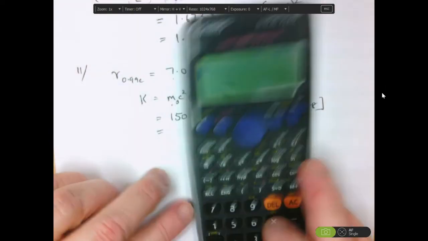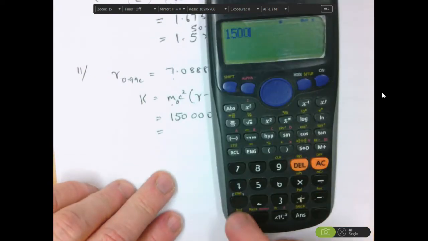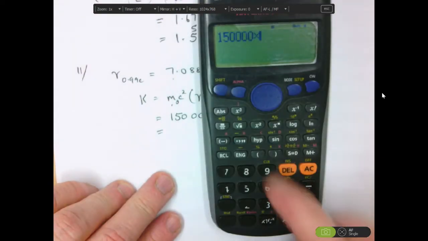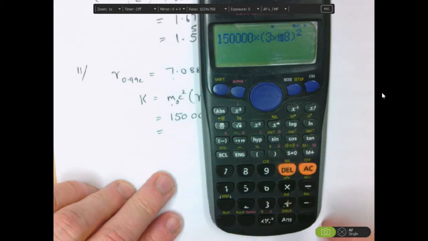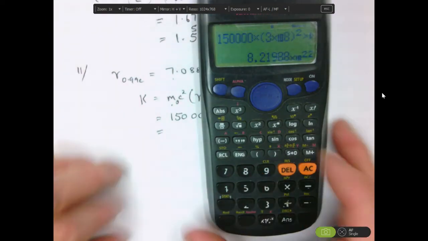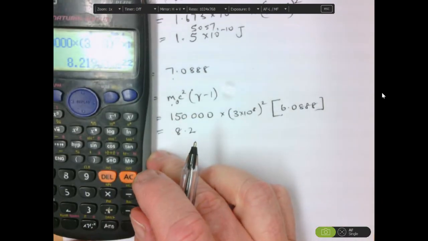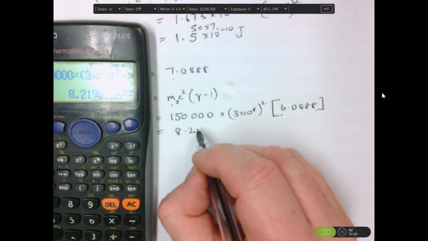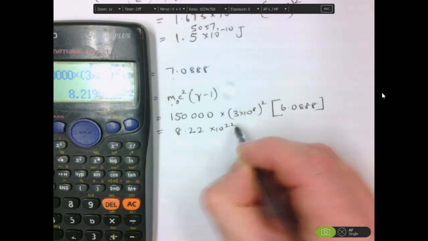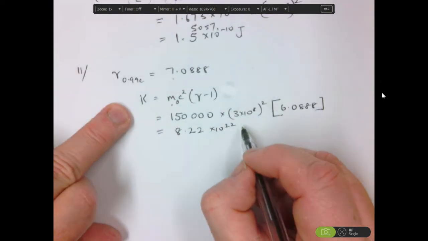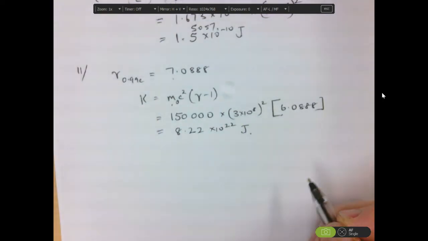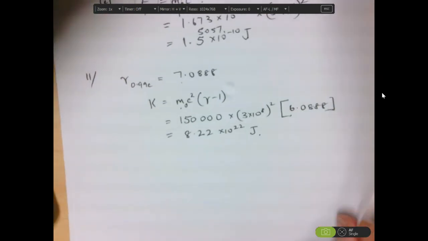Doing this multiplication out, 150, 122, times 3 exponent 8 and square that, times 6.0888, and we got 8.222 by 10 to the 22, and talking about kinetic energy, it's joules. Right, moving on.